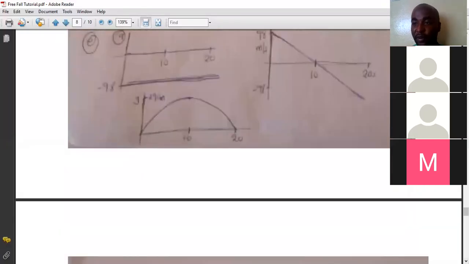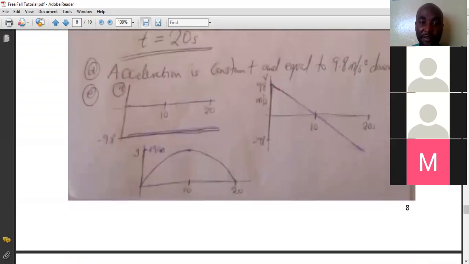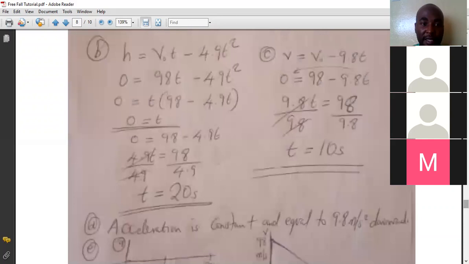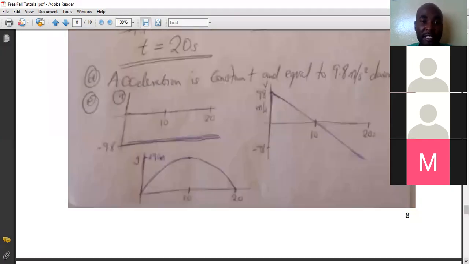Here are the acceleration and then the velocity-time graphs. For acceleration, it's just a straight line. For velocity, you plot 98 and negative 98, at 10 and at 20. So this 20, if you've noted, guys, the displacement is 0 after 20 seconds. So meaning it takes the same time, 10 seconds, going to reach the maximum height, and another 10 seconds coming back down. So you can reason like that: part B answer is 20, C is 10.